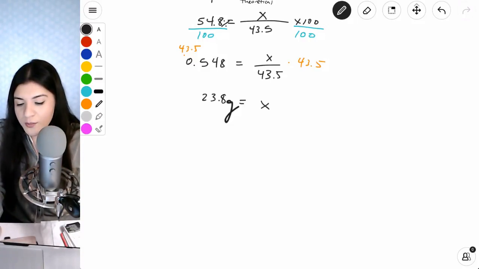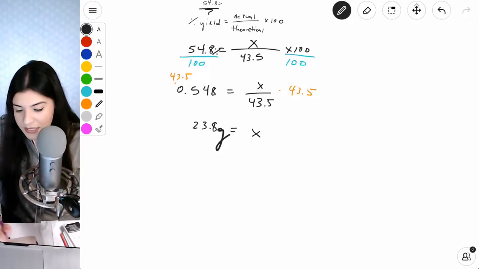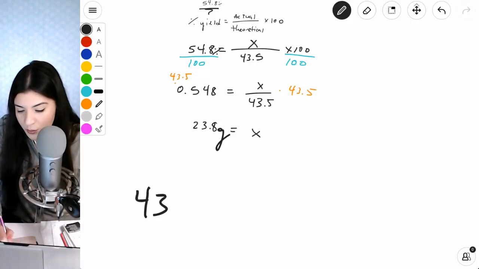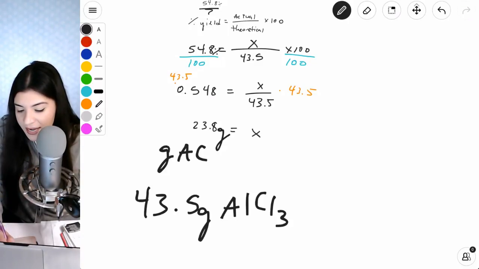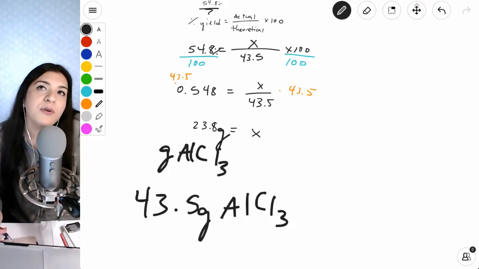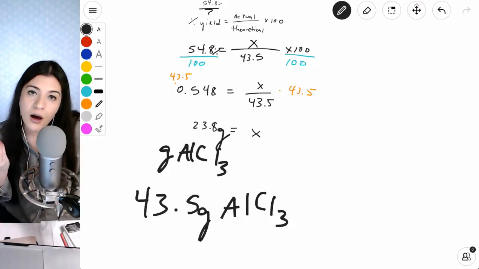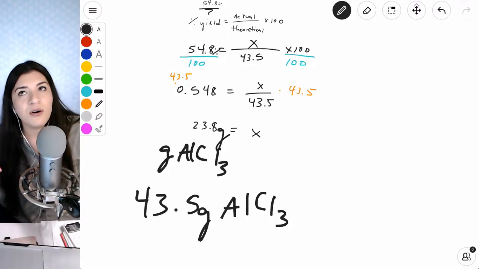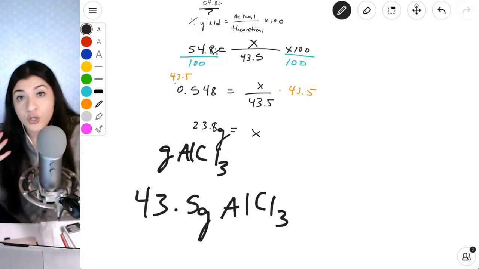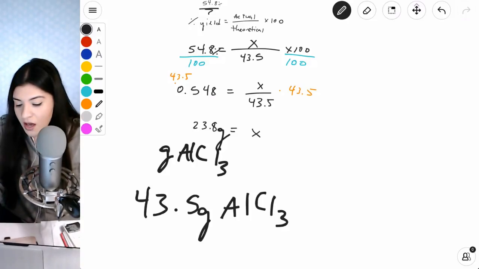So our theoretical yield tells us how much product will be made. We stated that our theoretical yield was 43.5 grams of aluminum chloride. And then what I have to do now is figure out how much aluminum was actually used up to make this amount of product. So what we're finding right now is how much aluminum was used for the reaction.